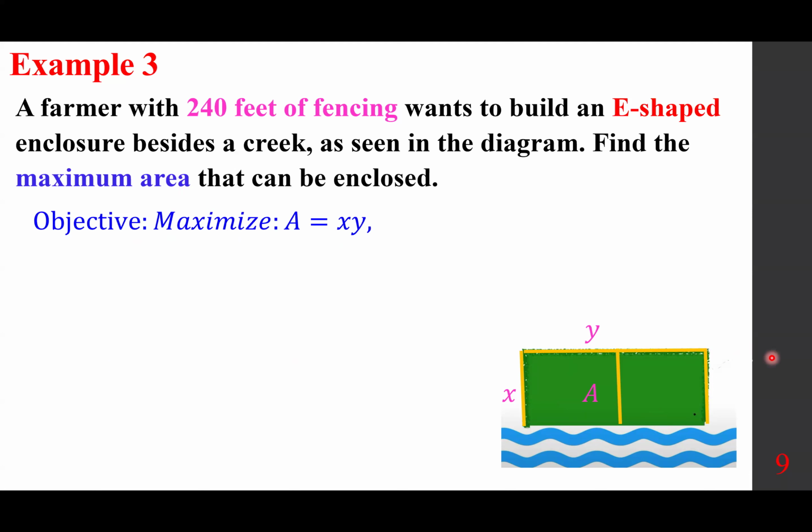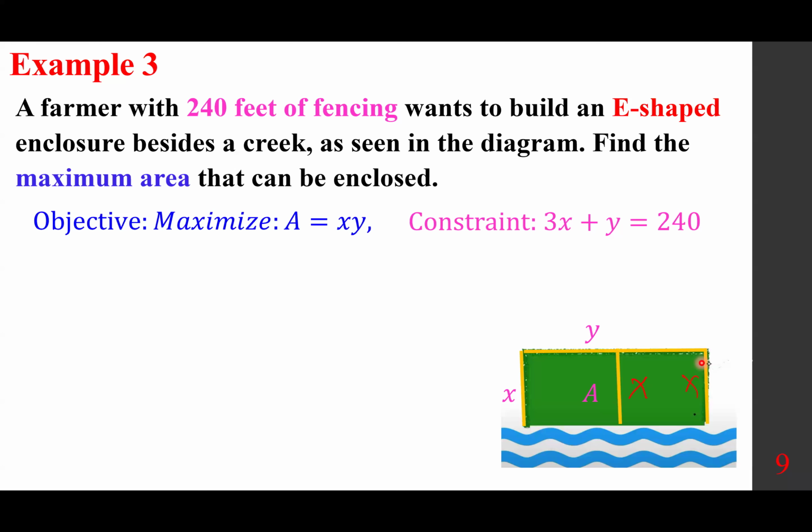The constraint is that we have 240 feet of fencing. So I hope you recognize that we have X, 1, 2, 3. So 3 times X. So in essence, this is X, this is X. We have 3 of them. So 3X. But Y, we don't need it on this side. 1Y. So 3X and 1Y, they must add up to 240. That is the constraint. So 3X, and there's only 1Y.